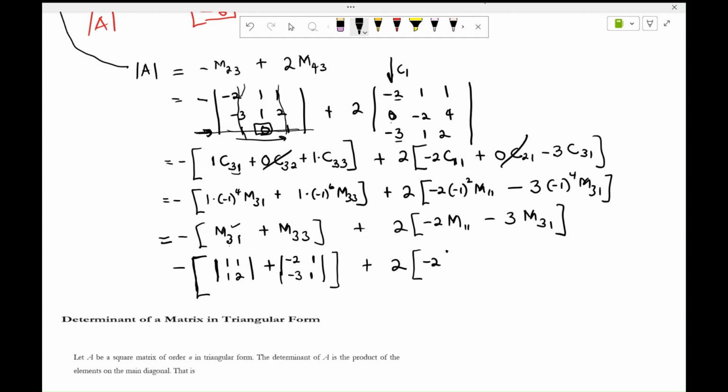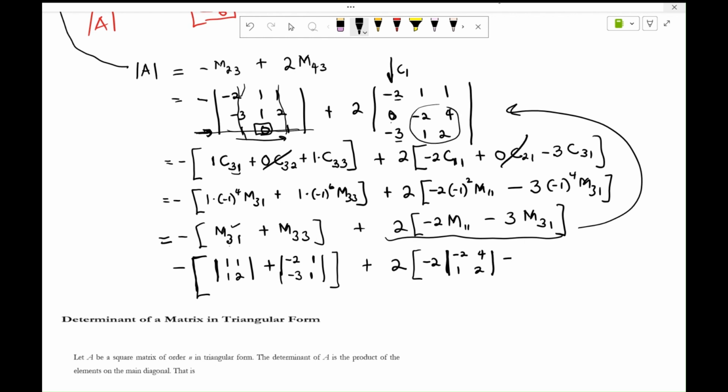Here also we can change this to matrix. So M11, but look at the term. The term here is coming from this matrix. So it means you delete the first row and the first column. And if you do that, we will get minus 2, 4, 1, and 2. So you delete the first row, first column, we're left with just this one. Then minus 3 into M31 will be 1, 1, minus 2, and 4, because we will delete the third row and first column.